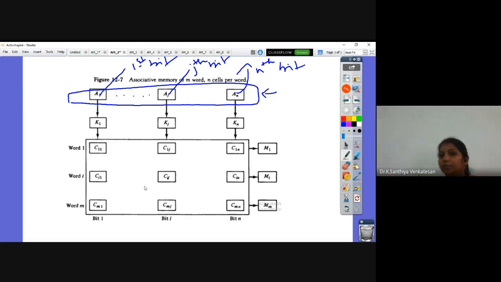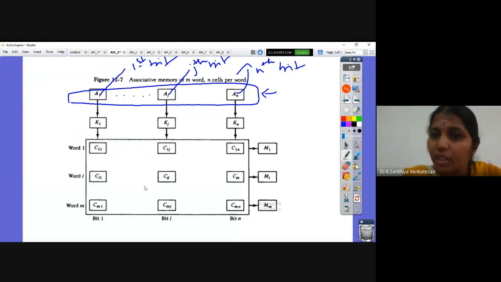AN is nothing but the nth bit in the same word. So in a single word, every bit is stored in a particular cell. That is called your memory cell. Every bit is stored in an individual cell, and that cell carries certain logic circuits within it in order to do some match operations.